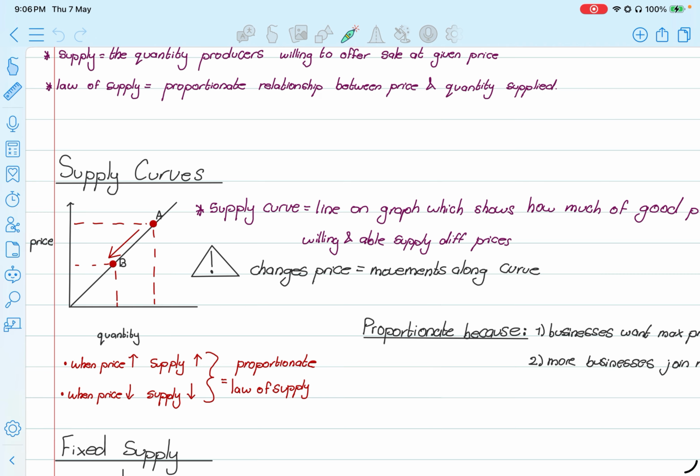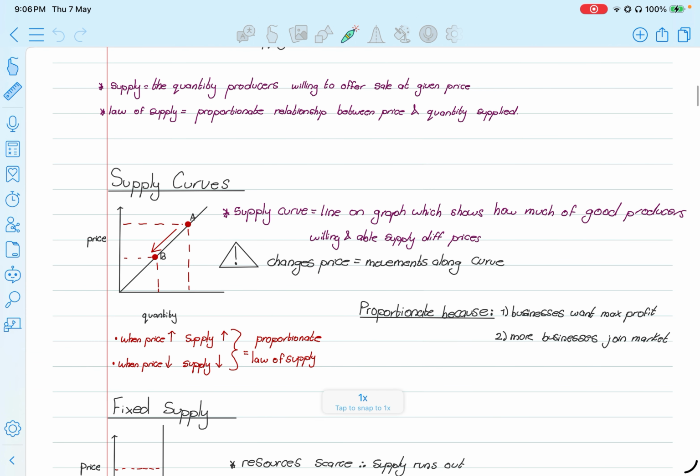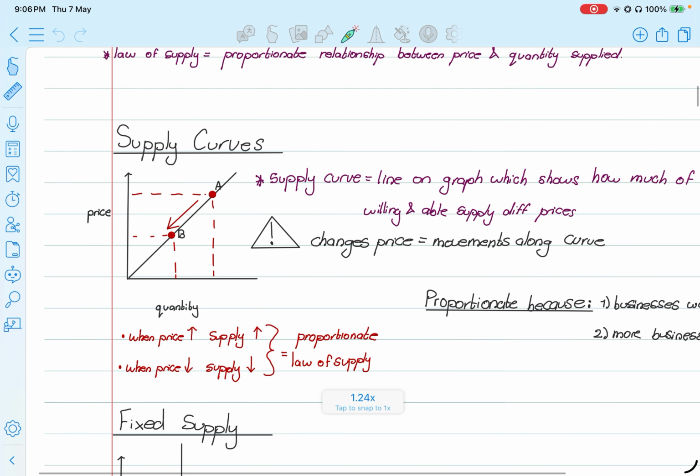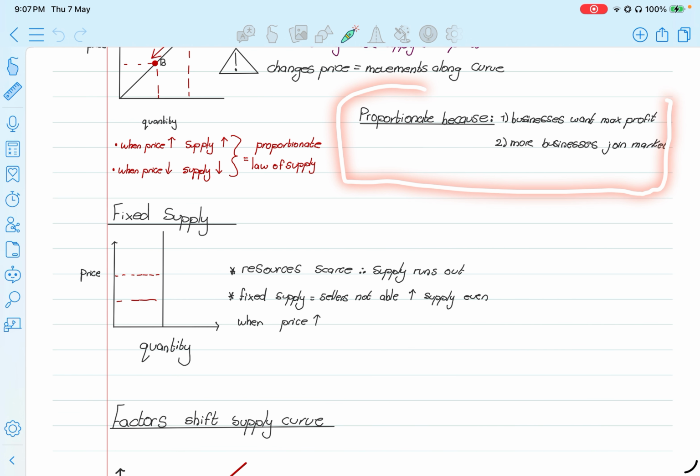A supply curve is a line on a graph which shows how much of a good producers are willing and able to supply at different prices. Differences on the actual supply curve itself is due to changes in price. This part here basically just explains why, in a way. Not that it's really important. I just added that for extra. Obviously, businesses want to maximize profit, and more businesses join the market, especially if it's competitive.